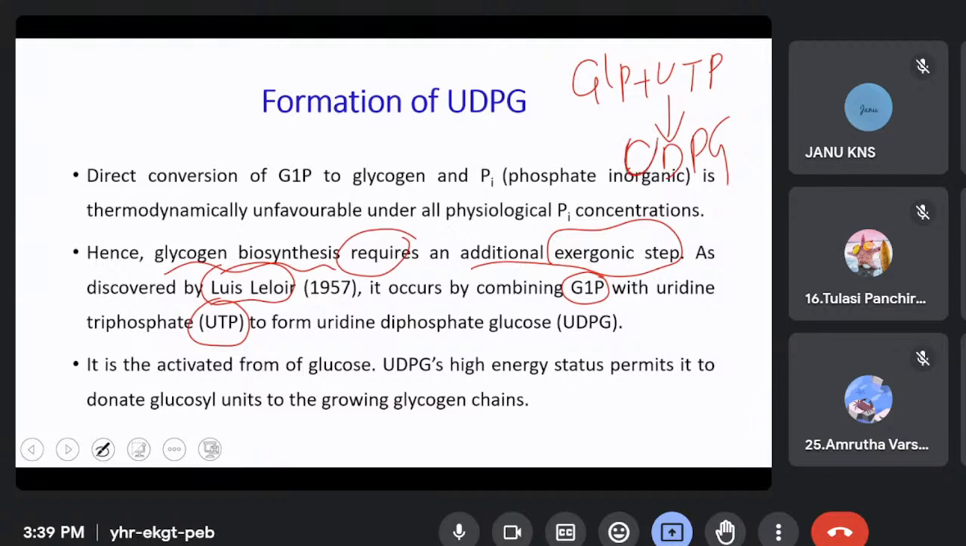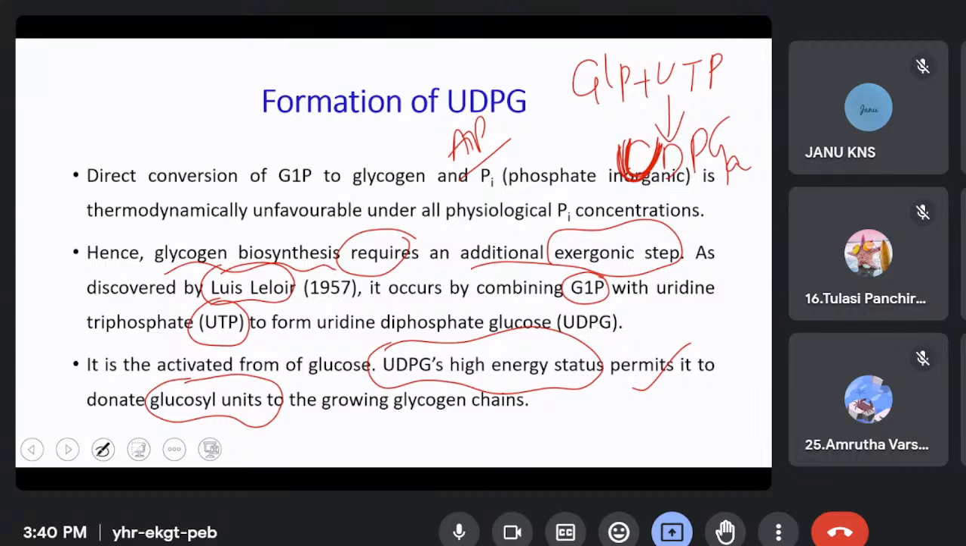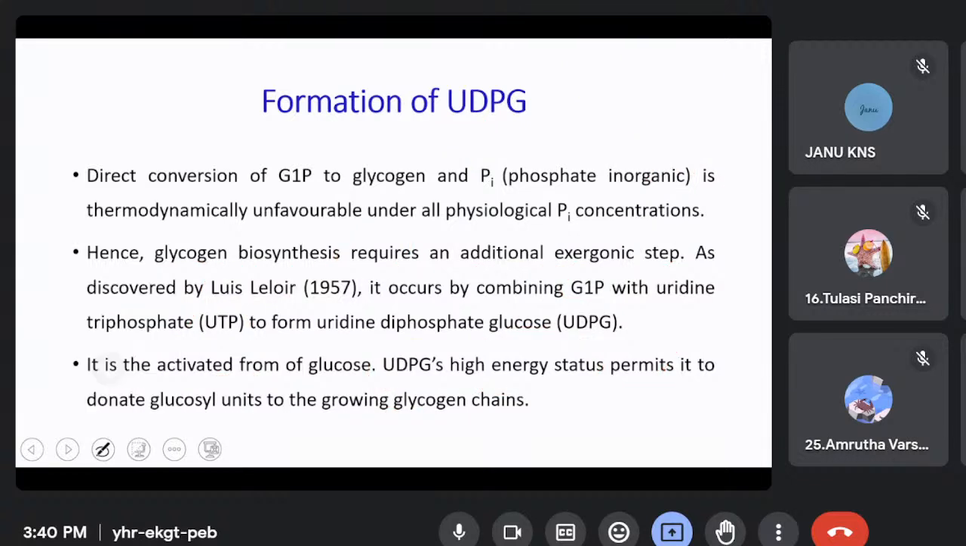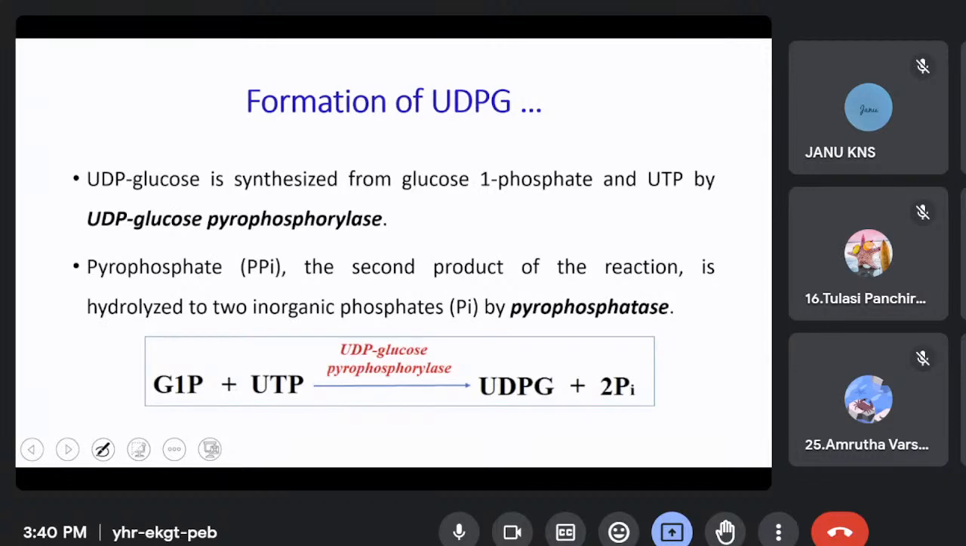So glucose 1-phosphate combines with uridine triphosphate to form uridine diphosphate glucose. And this uridine diphosphate glucose is the activated form of glucose, because it is derived from UTP. UTP, like ATP, is also an energy-rich form. So UDPG's high energy status permits it to donate glycosyl or glucosyl units to the growing glycogen chains. That is the reason why glucose 1-phosphate is not directly utilized in the synthesis of glycogen. Rather, it is converted to uridine diphosphate glucose.